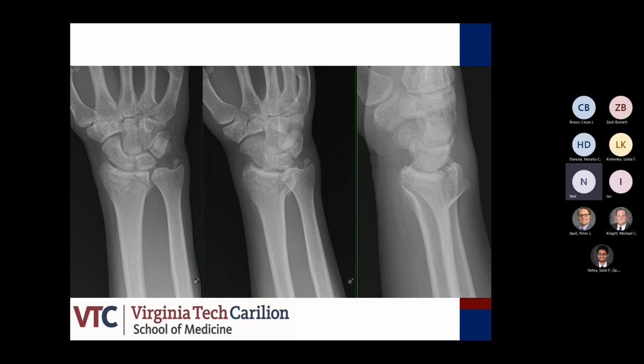Again, standard views. It looks like AP, oblique, and lateral of the wrist, right wrist. Looks like a distal radius fracture. Does appear to be intra-articular on the oblique and the lateral. I can't tell if that's a little bit of a die punch there in the lunate fossa. There is an associated ulnar styloid fracture.